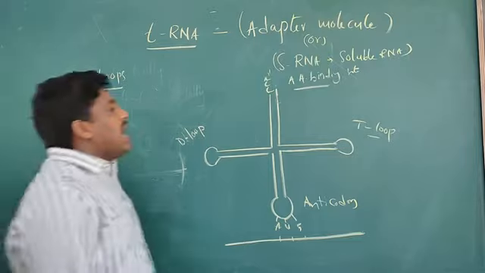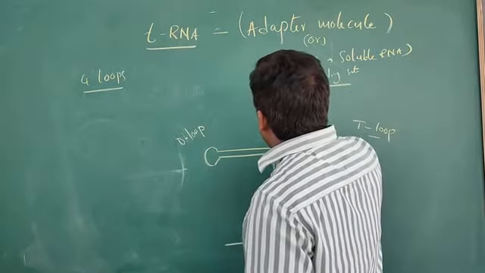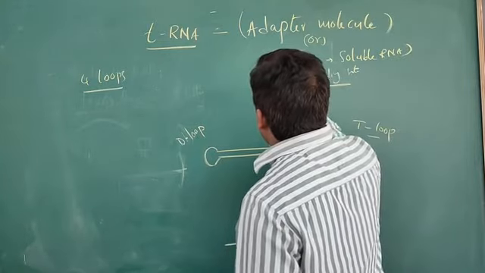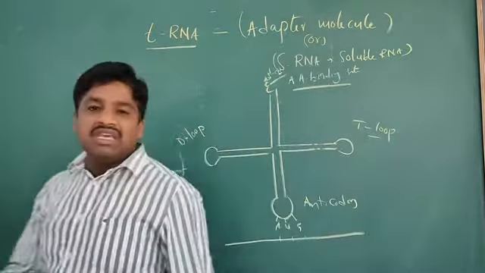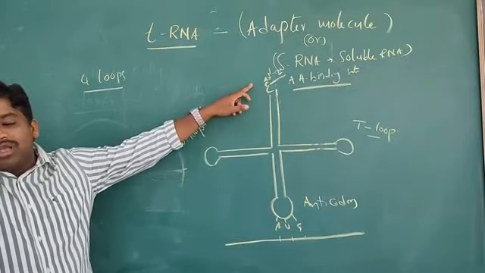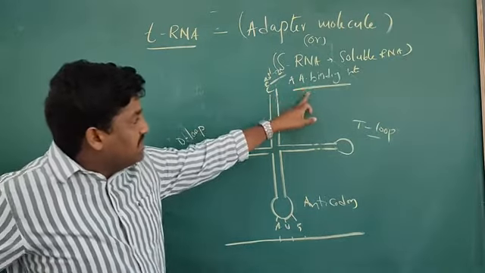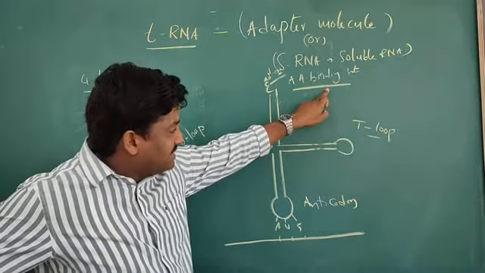The amino acids are attached where there is the CCA, at the 3-OH group region. Okay, so the 3-OH group of the CCA can bind at this site. This is called the amino acid binding site.